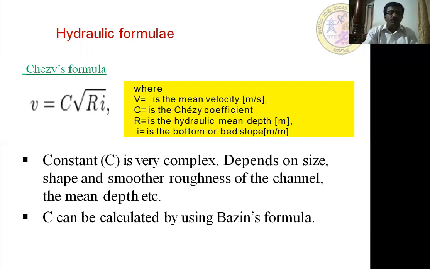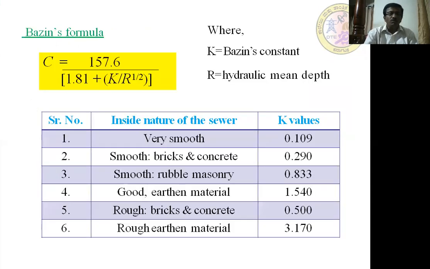And the value of C is found by using Bazin's formula. Bazin's formula is C equals 157.6 divided by (1.81 plus K by R to the power of 1 by 2), where K is Bazin's constant and R is the hydraulic mean depth.